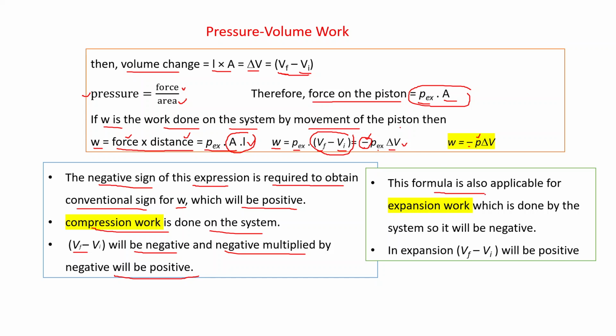Now this formula is also applicable for expansion work, which is done by the system, so it will be negative. In expansion, V final minus V initial will be positive. That's why we can say the formula W is equal to minus P external delta V is applicable for compression work as well as expansion work. In case of compression, delta V is negative and this negative is multiplied by negative, so we get positive work. In case of expansion, delta V is already positive, and when this positive is multiplied by negative, we get negative work. That's why work of expansion is negative, because it is done by the system, and compression work is done on the system, so it should be positive.